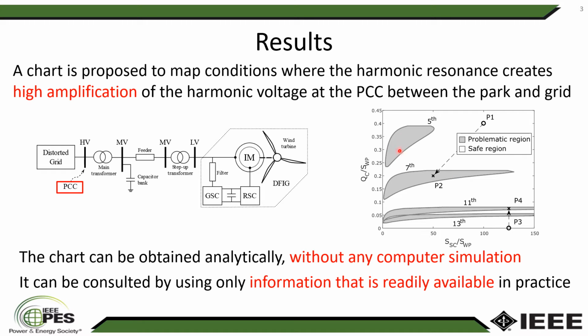If the wind park is inside one of these regions, you can immediately determine that there is a risk of harmonic resonance in this park. So it should be analyzed in more detail, maybe with more detail than electromagnetic transient simulations. Otherwise, if the park is out of the region, there is no need to do any further analysis. There is no risk of harmonic resonance in this case.